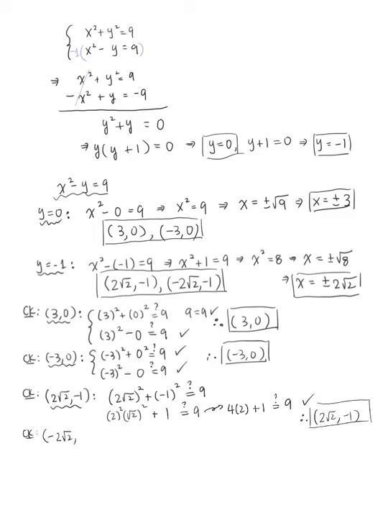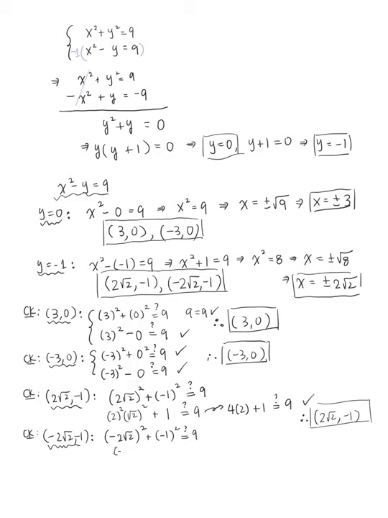Negative 2 root 2 comma negative 1. I think this is going to satisfy because we're squaring both the x values and y values, right? But let's just double check. You're going to have negative 2 root 2 squared, plus negative 1 squared. Is that going to give us 9 back? I think so, because this is the same thing as negative 2 squared times root 2 squared, plus negative 1 whole quantity squared, which is 1. Is that going to equal 9?